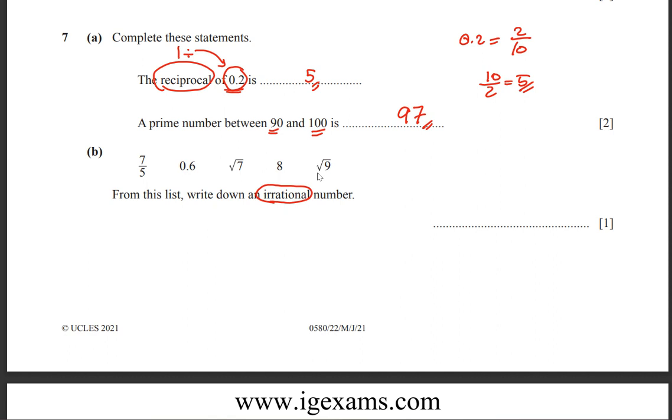For an irrational number, go straight forward, the easiest, to the square root of a non-square number, like this, root 7. Do you have a root for 7 as an integer, as a whole number? No. But do you have an answer for root 9? Yes, it equals 3, an integer or whole number. So it is root 7.